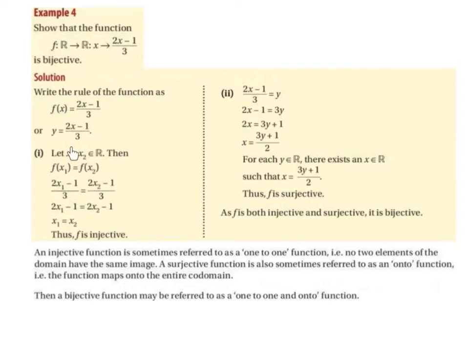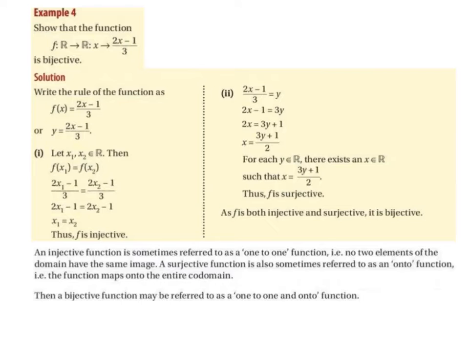So we're going to let x1 and x2 be elements of the real number set. So then we have f of x1 is equal to f of x2. So we substitute into our function, swapping the x for x1 on the left of the equal sign and x2 on the right of the equal sign. So we get (2x1 minus 1) over 3 equals (2x2 minus 1) over 3.